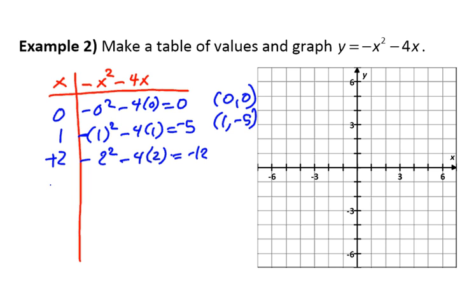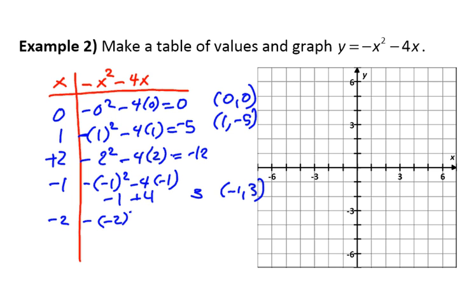So then we're going to go back and put in a negative 1. So that's going to be a negative of a negative 1 squared minus 4 times negative 1. So that's going to be a negative 1 plus 4. So that's going to be 3. So that's going to give me the point negative 1, 3. Then we'll do a negative 2. So that's a negative 2 squared minus 4 times negative 2. So that's going to be a negative 4 plus 8. So that is 4. So that's going to give me the point negative 2, 4.